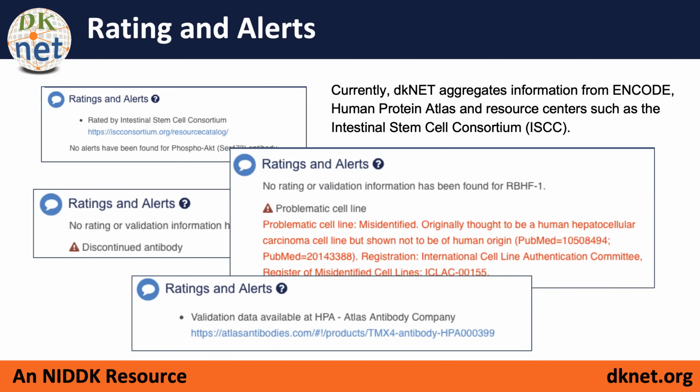Now, one of the things that we've been adding to these resource reports are ratings and alerts. There are a number of sites that provide information. So, for example, for antibodies, ENCODE, the Human Protein Atlas, and a number of other resources provide information on antibodies. ICLAC, the International Cell Line Authentication Committee, provides information on problematic cell lines.